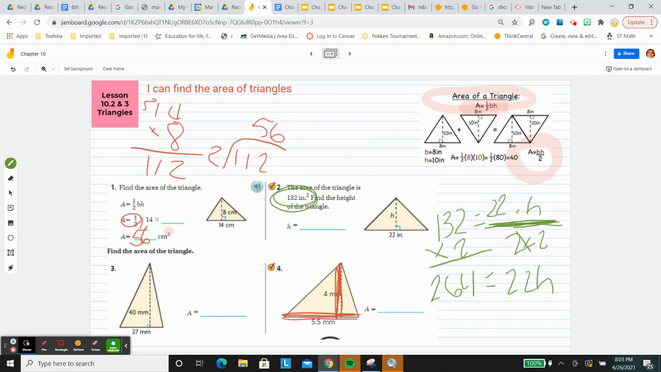Then what I need to do is I'm going to take 264 and I'm going to divide that by 22. I'm going to divide again because this time this is multiply. So I'm going to divide by 22, and then H is going to equal 12. Okay, and then it's just 12 inches, not squared, because I'm figuring out what this piece or this side is. So it's a little bit different.